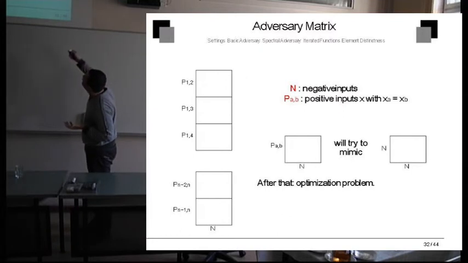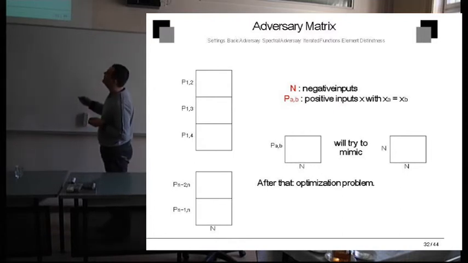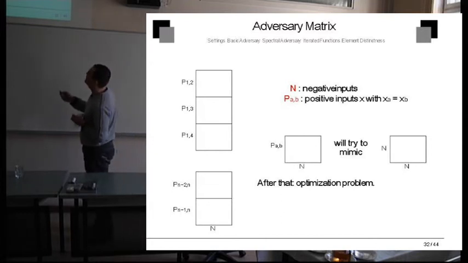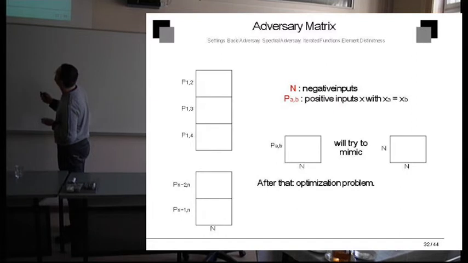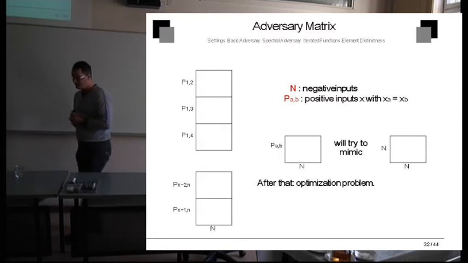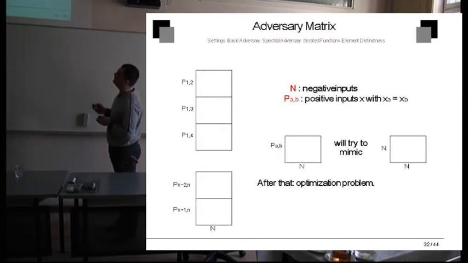So actually, what I am going to do is this adversary matrix with columns labeled by negative inputs. So N is just the set of negative inputs, and rows labeled by positive inputs. And each positive input falls in a block. So P_ab is just those positive inputs such that x_a equals x_b. So here are all such positive inputs that x1 equals x2, here such that x1 equals x3, and so on. And so the idea is that each of these individual small submatrices, from P_ab to N, is going to mimic the matrix that goes from negative inputs to negative inputs.